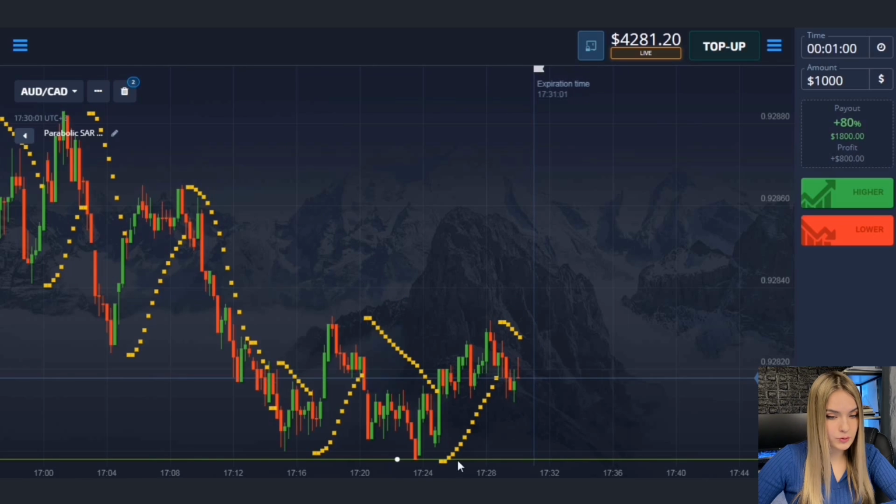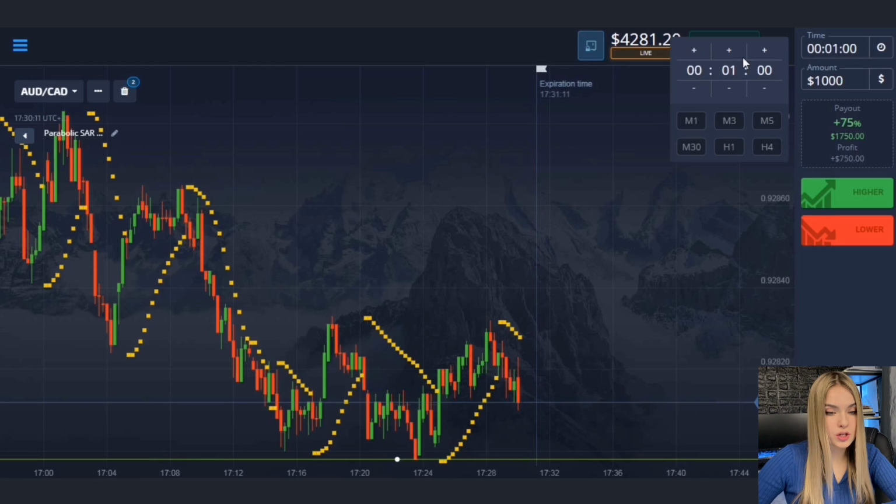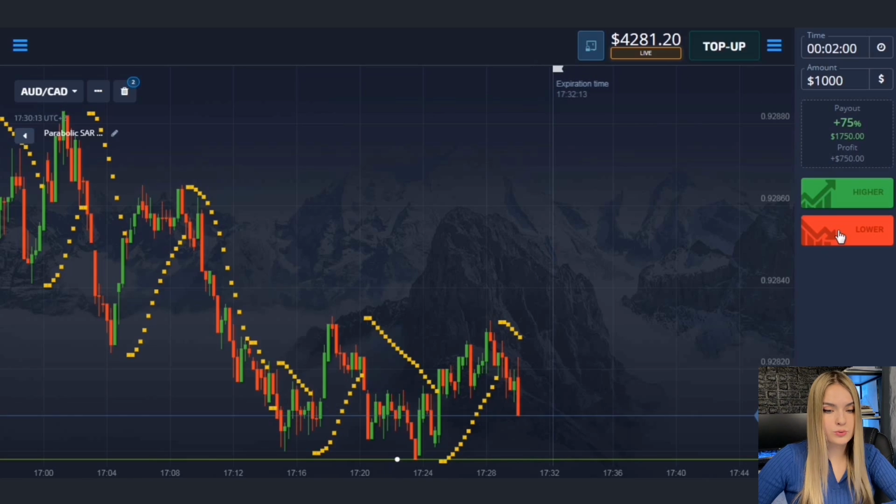Here we see the level of support. You also see that after the pullback up, the price continues its movement to this level again. Also, our indicator tells us that the downside movement is expected in the near future, and in this situation I suggest opening a deal for 2 minutes to decrease.